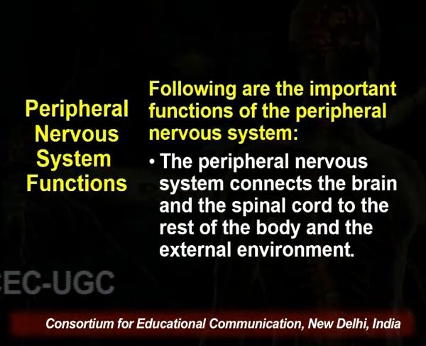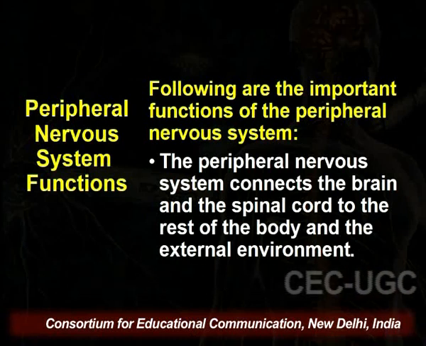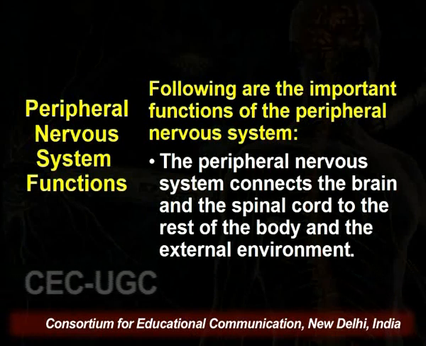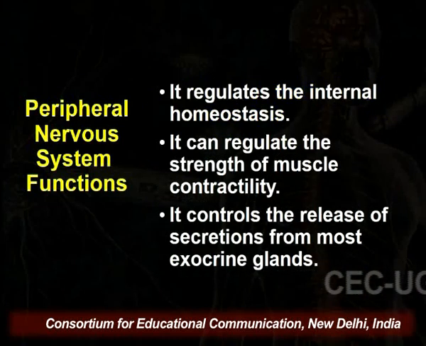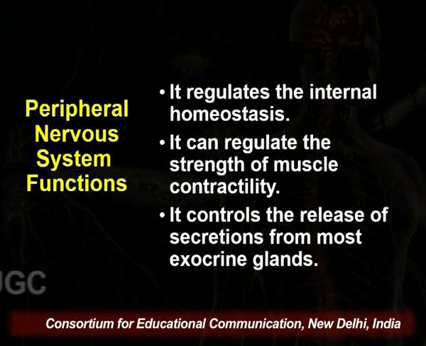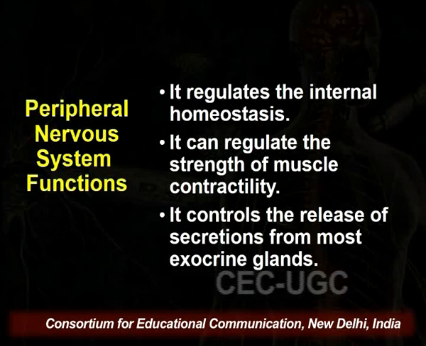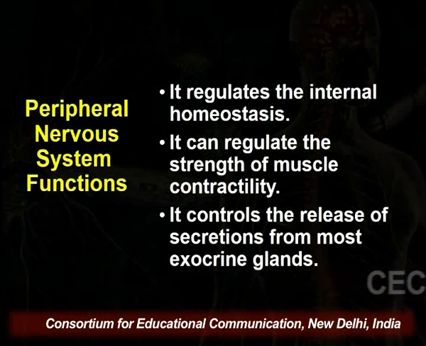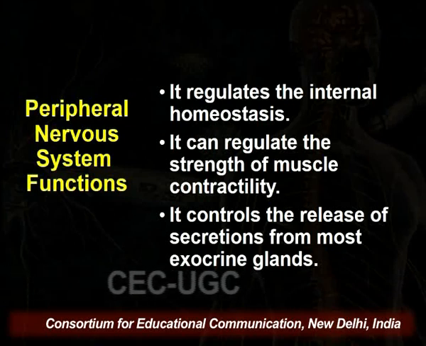Following are the important functions of the peripheral nervous system. The peripheral nervous system connects the brain and the spinal cord to the rest of the body and the external environment. Then it regulates internal homeostasis. It can regulate the strength of muscle contraction. It controls the release of secretions from most exocrine glands.